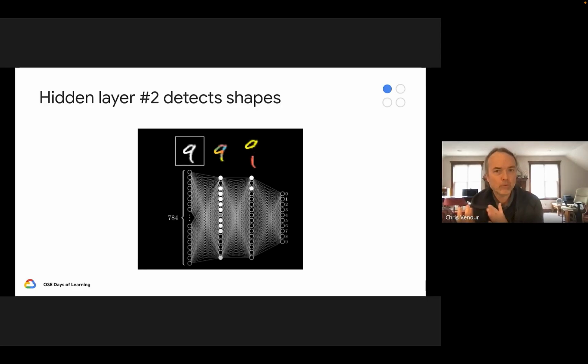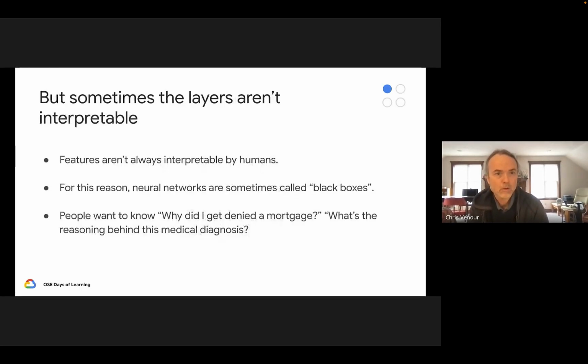As we move to deeper layers, the neural network can combine these simple features to detect higher level attributes. So in some cases, the second hidden layer might detect more complex shapes like circles or long vertical lines. But sometimes the layers are not interpretable in the way that I just showed. It's not always possible because often the features that hidden layers detect aren't actually interpretable by humans. And so making these systems more interpretable is a very active research area.